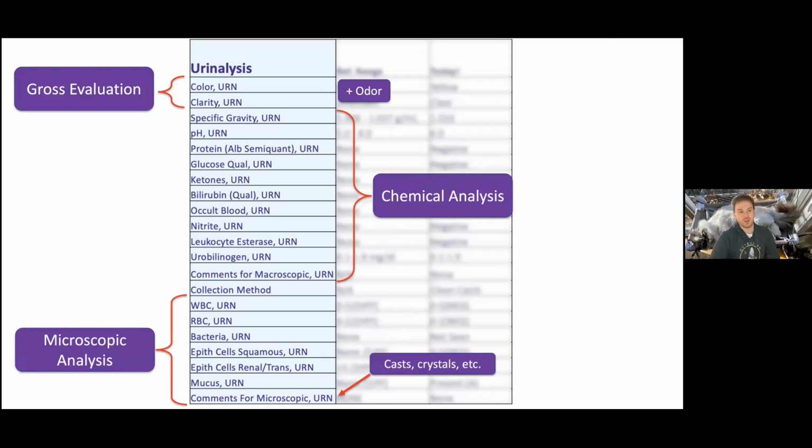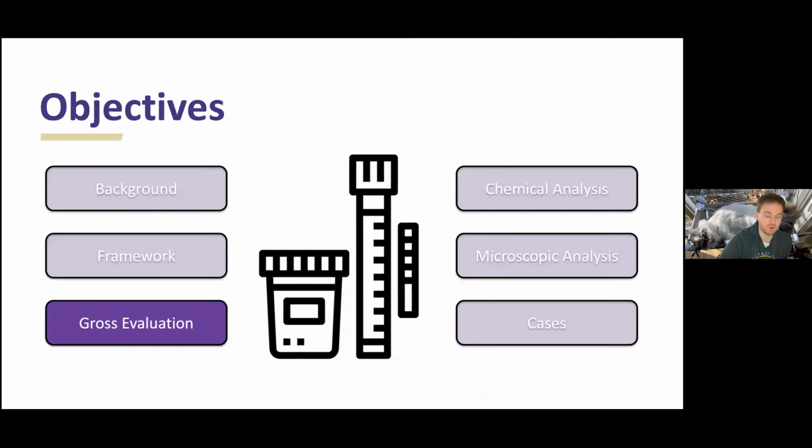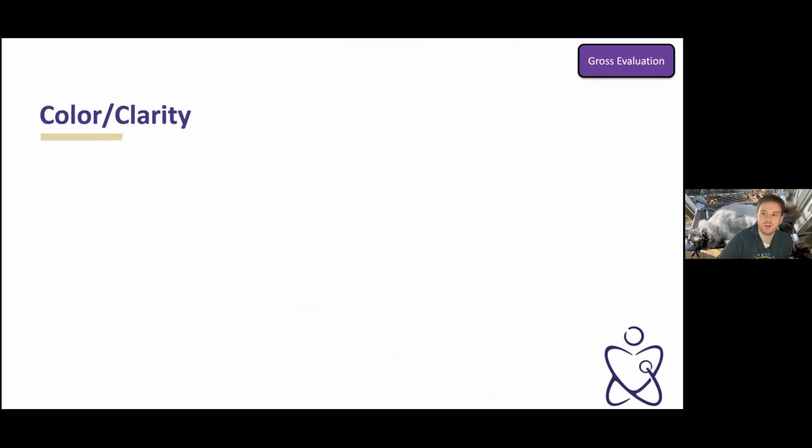So I think it's important to know that when you're ordering a urinalysis, which usually has over 20 different tests, you should be looking at it broadly in three categories. And that's how we're going to frame the rest of this talk. I'm going to walk through each one of those, give some evidence behind them, and then we'll talk about what to do next. All right, so starting with gross evaluation, here's color and clarity.